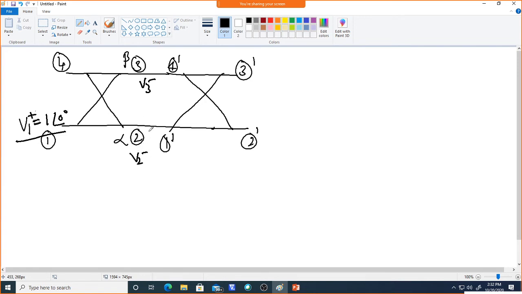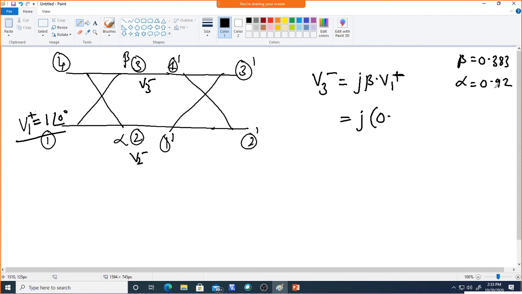So what is the equation for V3 minus? We can make use of this beta factor, which is the coupling factor with respect to input power. So we will get j into beta into V1 plus. With respect to the input, this much coupled power it will be giving. Now if you substitute V1 plus and beta, you will get the value for V3 minus, equal to j into, so what is beta we got? Beta is 0.383 and alpha is 0.92. So now we are putting the value of beta, 0.383, and V1 plus is 1 at an angle 0.